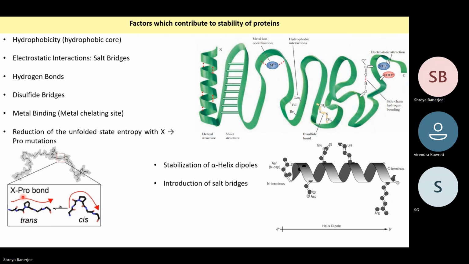But if proline is present, proline already has a restricted entropy because of its cyclic nature. And proline has very restricted conformations, as we saw from the proline Ramachandran map. So if we mutate an amino acid to proline, the loss in entropy when it goes from unfolded to folded state is also reduced. So that way also the thermodynamic favor towards folding can be increased. So these are different interactions that stabilize the folding of a protein.